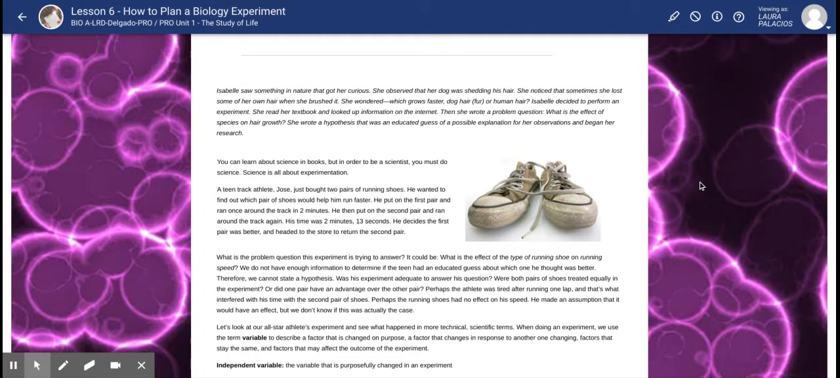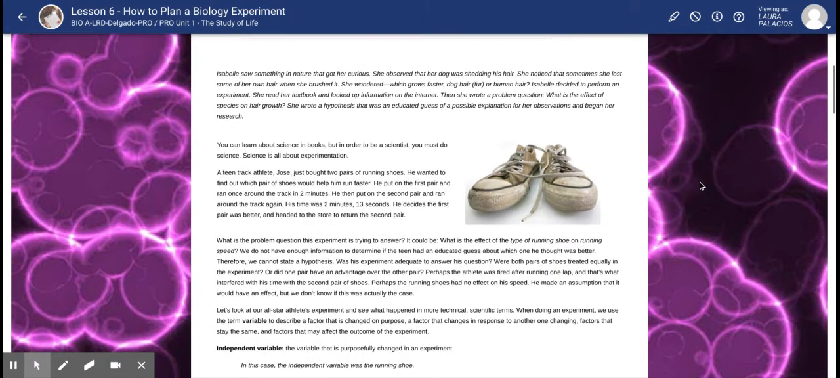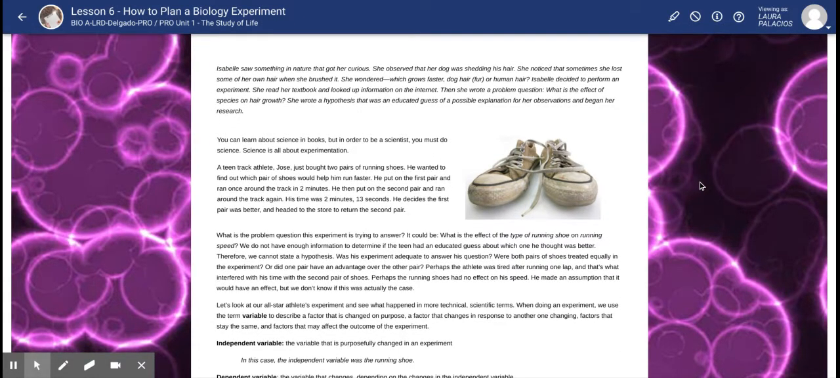So in this lesson, you are going to learn how to plan a biology experiment. It says Isabel saw something in nature that got her curious. She observed that her dog was shedding his hair. She noticed that sometimes she lost some of her own hair when she brushed it. She wondered which grows faster, dog hair, fur, or human hair. Isabel decided to perform an experiment.